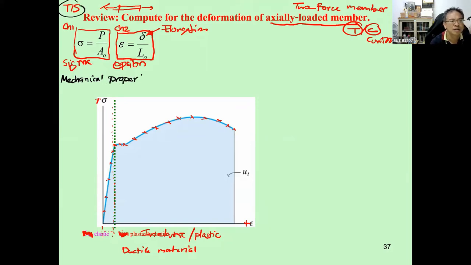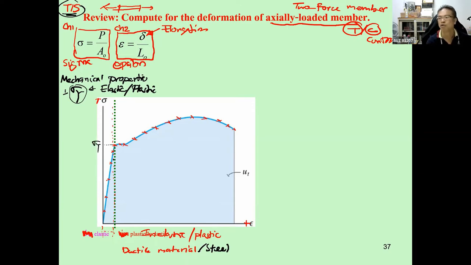For the mechanical properties, you have to check with the standards of your country. If this is a steel, following the Thai Industrial Standard, you have to find sigma sub y, which is what? Yielding stress. Most of the time, it is the point that separates the elastic from the plastic, and it is a very important one. That means we use this sigma sub y to separate.